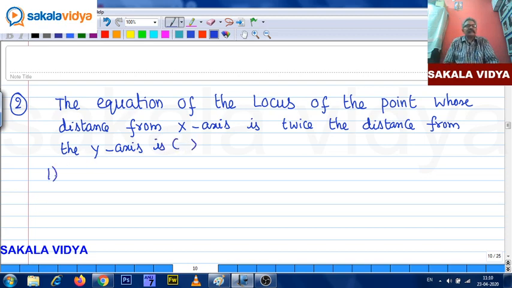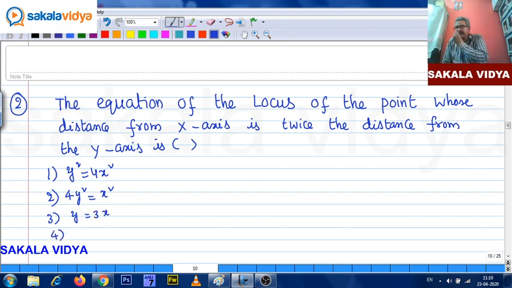So, first one is y square is equal to 4x square, second one is 4y square is equal to x square. Third one is y is equal to 3x. Fourth one is 4x plus y is equal to 0. This is the question.